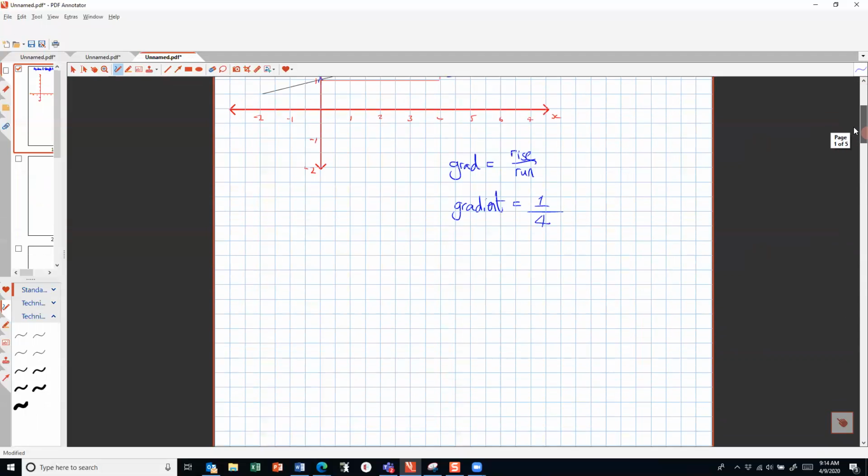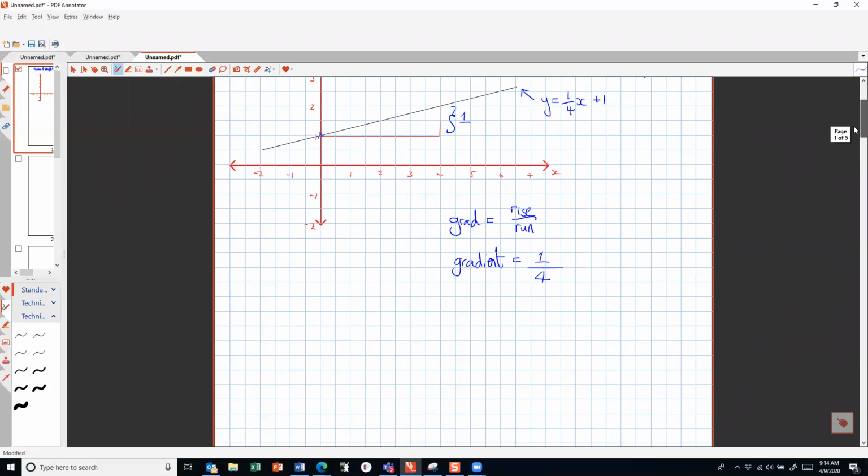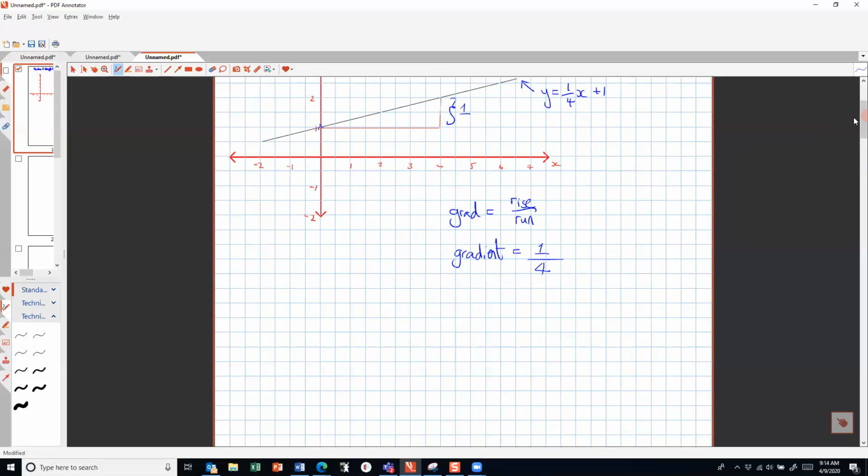Yep. Okay, what about if the line is sloping downwards? What's the only thing that changes? You subtract. Well, in the equation, it does. You subtract instead of adding.